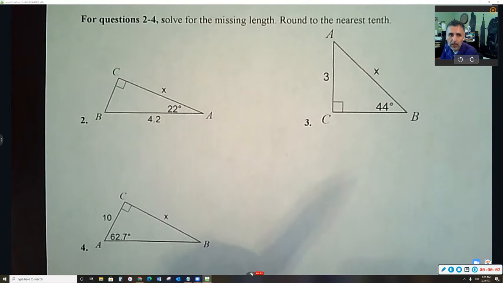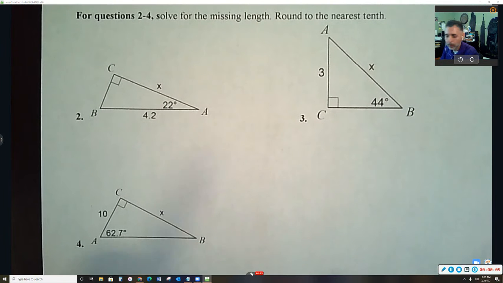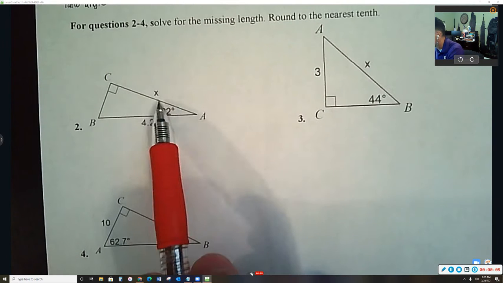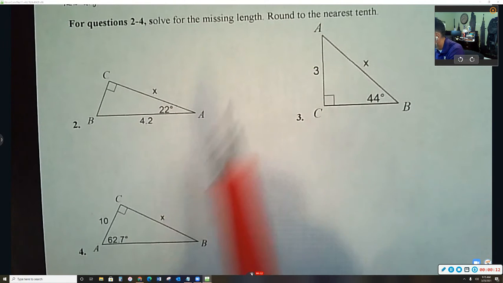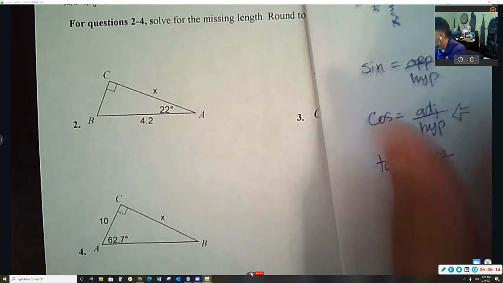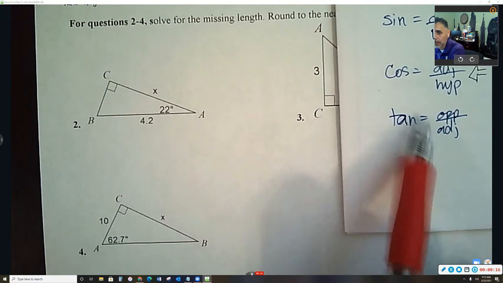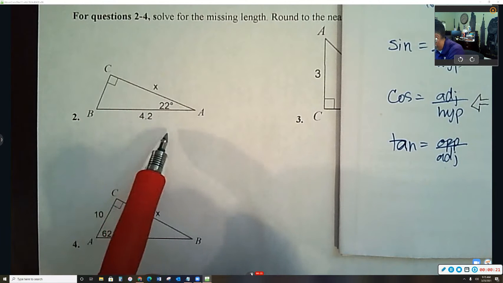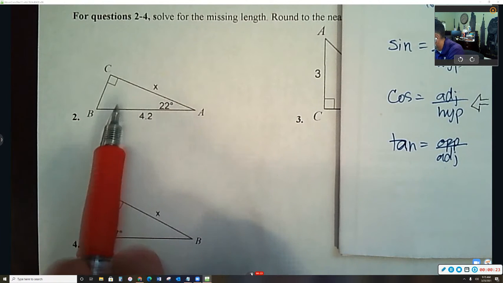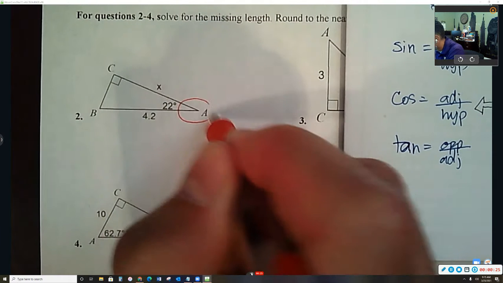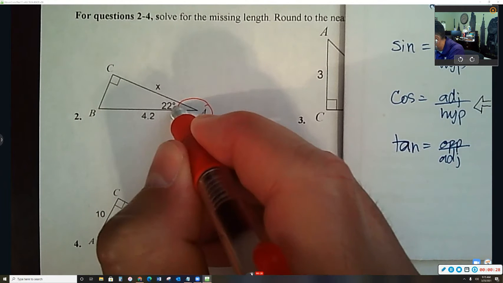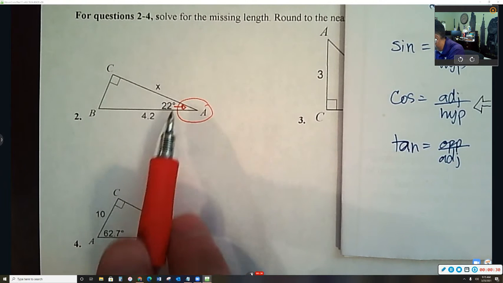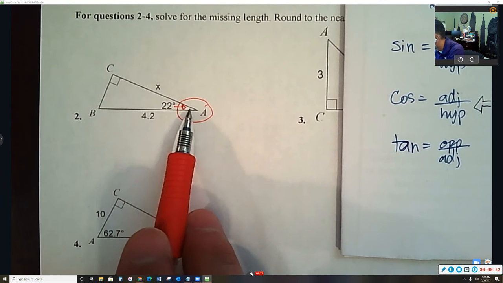So these next ones, 2 through 4. For these, we're solving for the missing side length, or for x. Okay. Again, we still need to have these ratios handy. So what we want to do is focus on, let's find the acute angle that we have information about. That's angle A. I know angle A is 22 degrees. They really can't fit it in there because it'll be too small, but this one is 22 degrees.